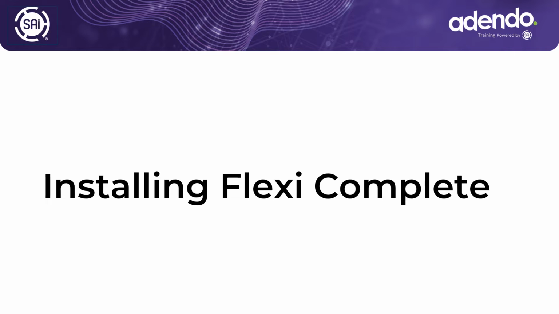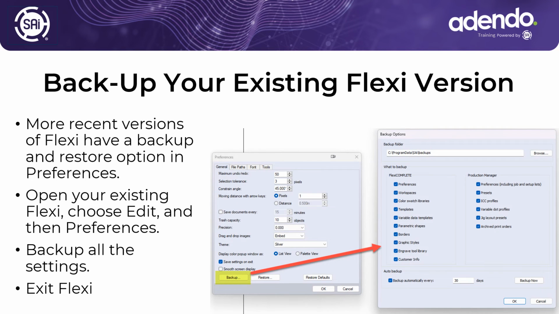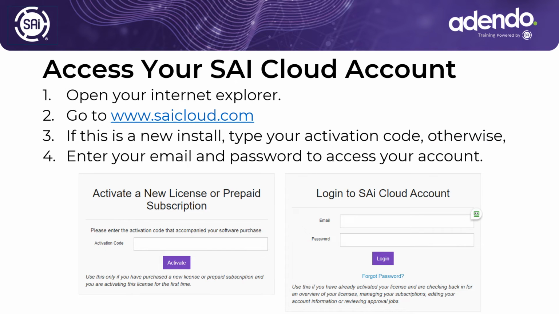Okay, if you've done all that prep, it's time to start installing Flexi Complete. So let's get started. If you're already a Flexi user and you have a Flexi version that allows this, what I want you to do is back up your existing setup. The more recent versions of Flexi have a backup and restore option that's found in the Edit menu under Preferences. So open that up and back up your system. Once you do that, you can then exit that version of Flexi.